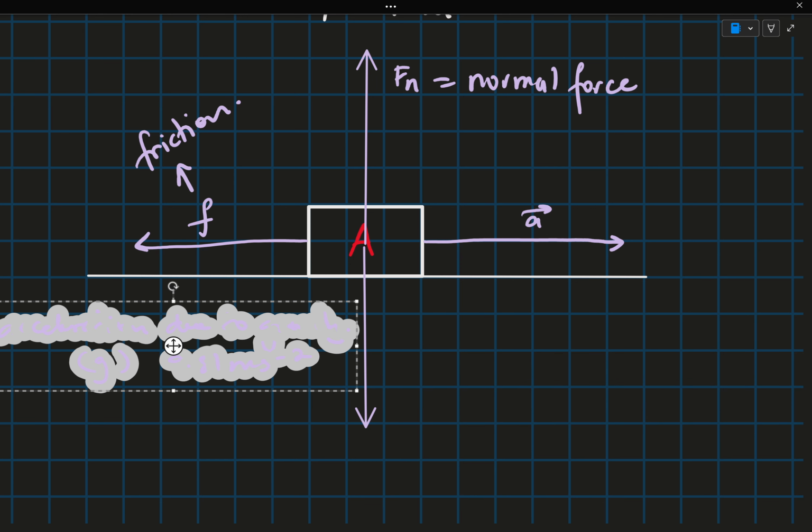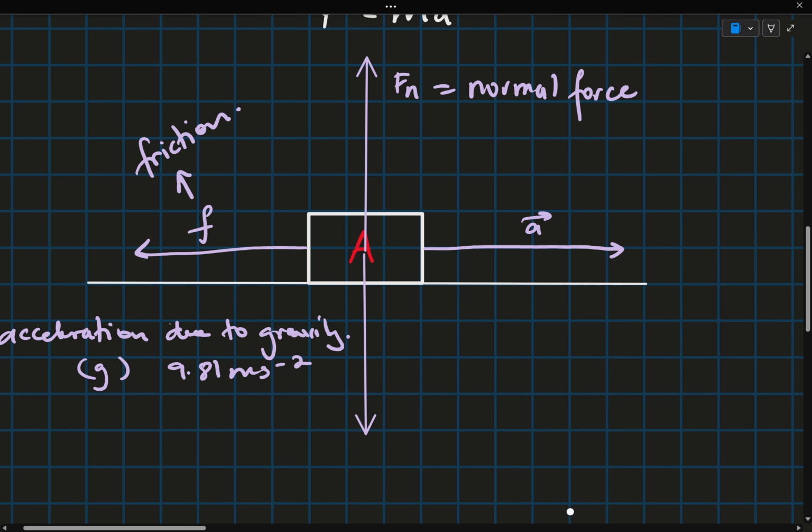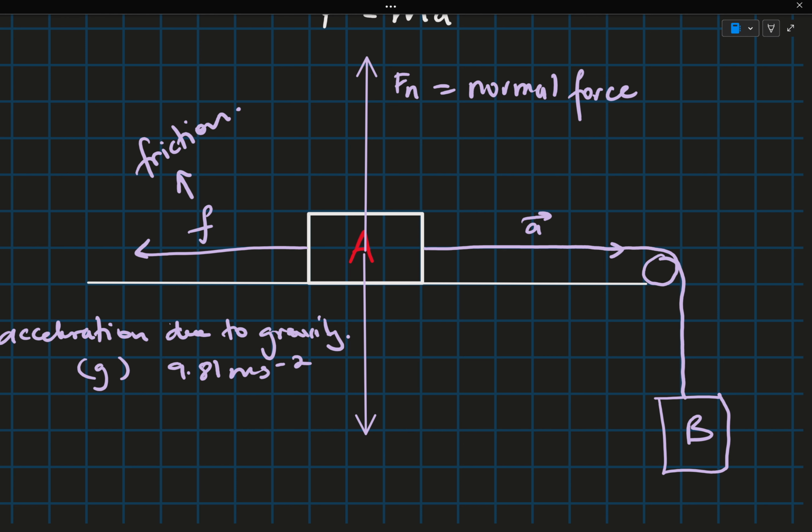Put you over here. Alrighty? So that's acceleration due to gravity there, G. Right, let's say, for example, that we have something like this. We have a block B, right? This acceleration in that direction, what would that be called?